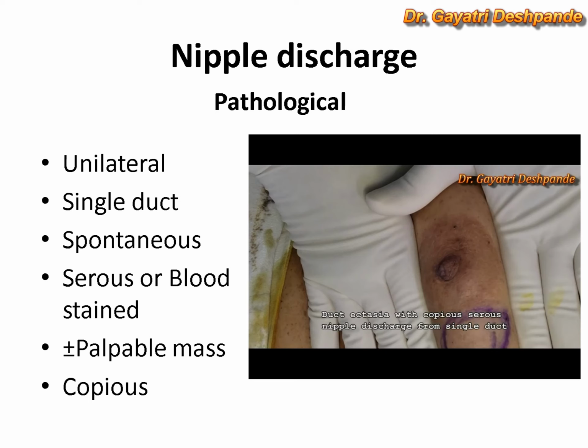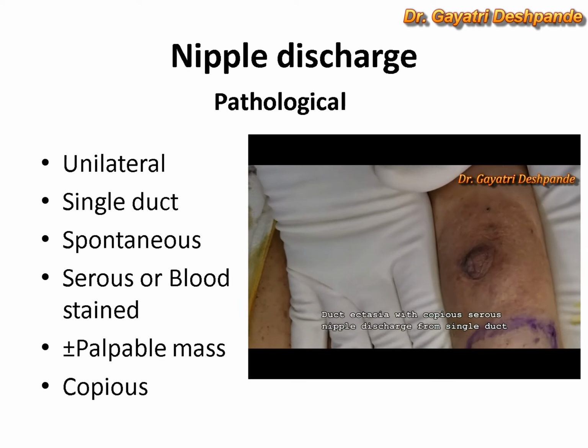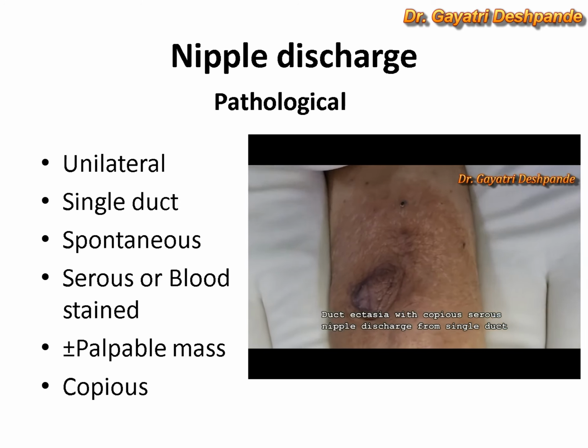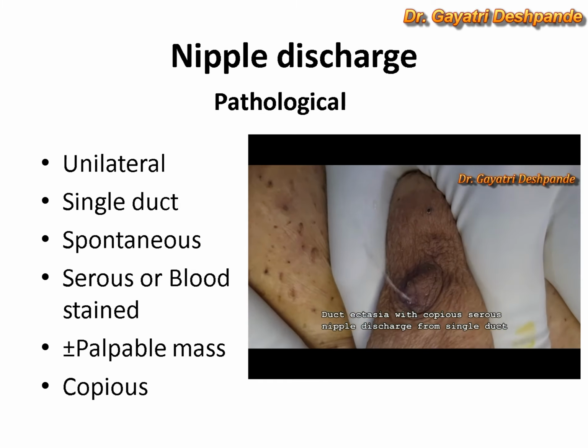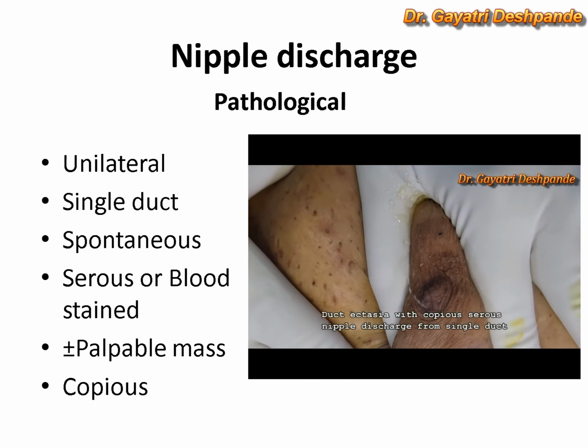A nipple discharge is pathological when it is unilateral, when it is from a single duct or spontaneous, and serous or blood stained. It may or may not be associated with a palpable mass, and it is usually copious. This video shows a patient with duct ectasia with copious serous nipple discharge from a single duct with an associated mass.